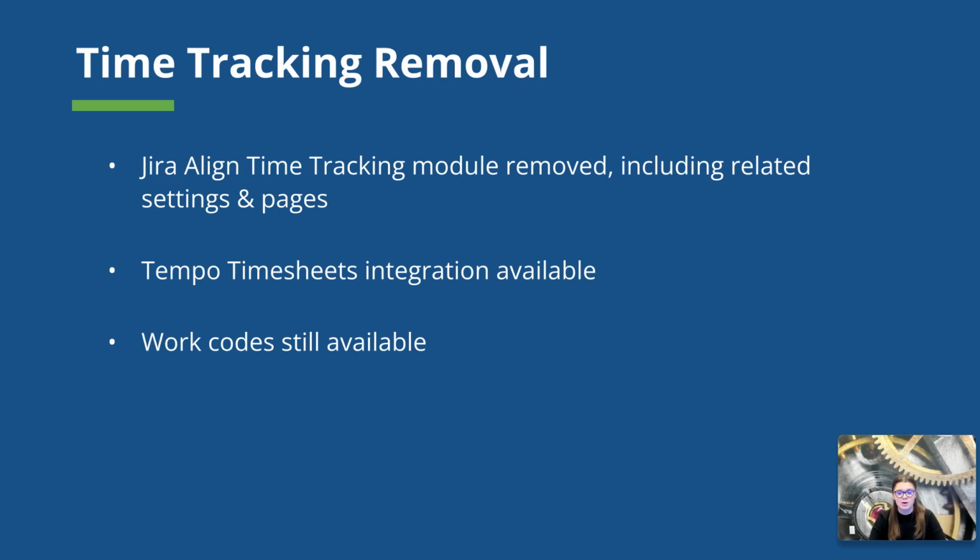One important thing to call out is if you use the work codes field, which is a financial field that can be associated with epics or features, this field will still be available to you. It will still be located under the time tracking settings page, but that page will likely be renamed in a future release. Let's go ahead and jump into Jira Align and take a look at the remaining updates.